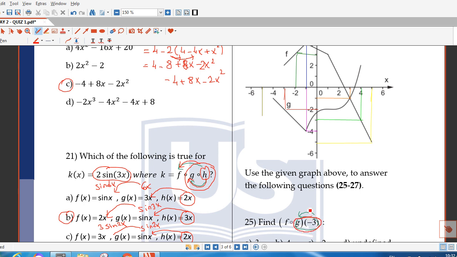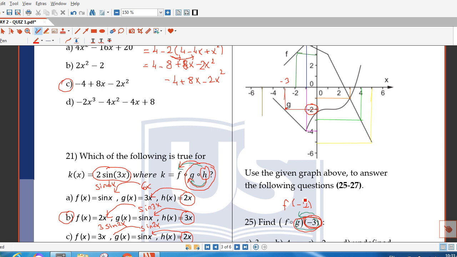g of negative 3 will be found. On the x-axis, find negative 3. Negative 3 is here, and go through the g function. Whenever you touch the function g, go through to y. It is going to be the value of g of negative 3, which is minus 2. So my operation becomes f of minus 2.